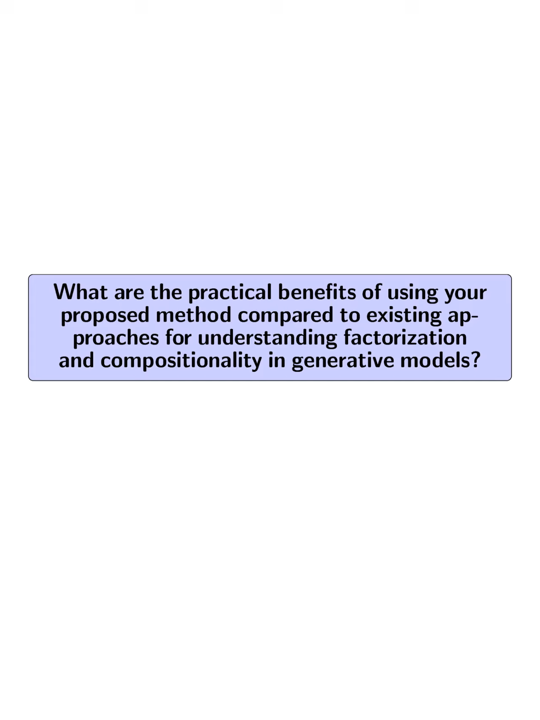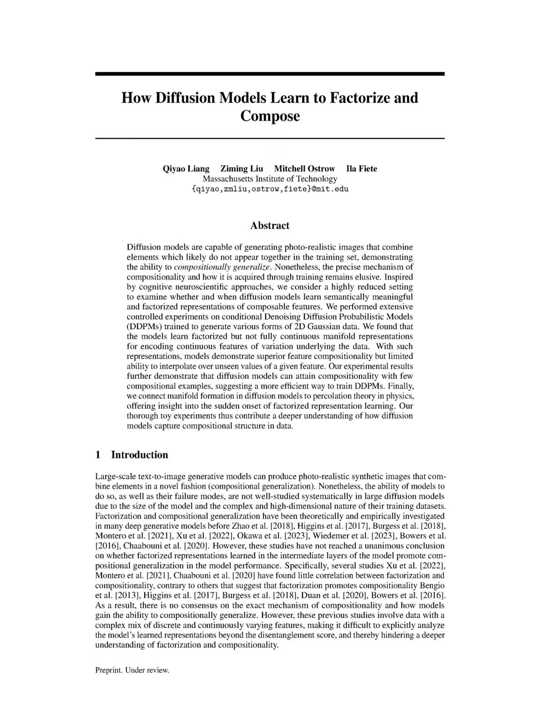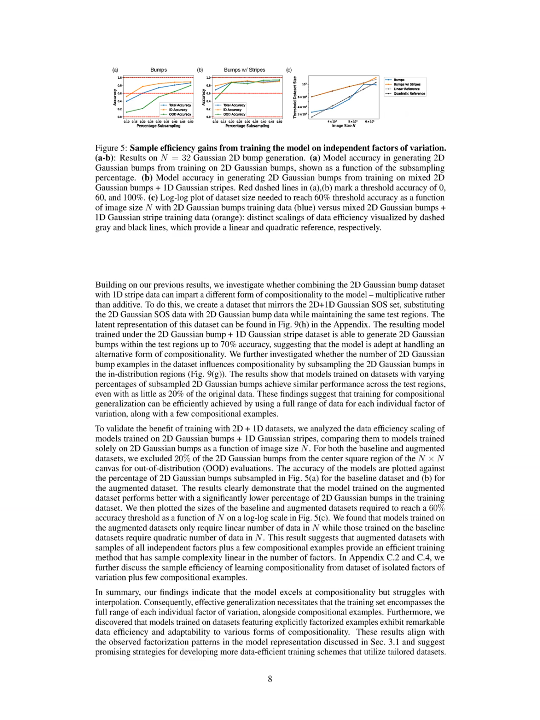compositionality in generative models? The proposed method offers several practical benefits over existing approaches for understanding factorization and compositionality in generative models. Firstly, by utilizing a low-dimensional dataset of 2D Gaussian bumps, the method allows for a clearer analysis of the model's learned representations, facilitating the identification of factorized versus coupled representations.